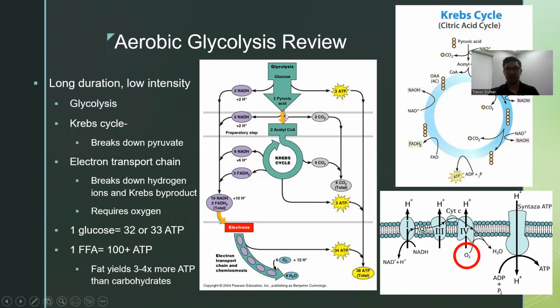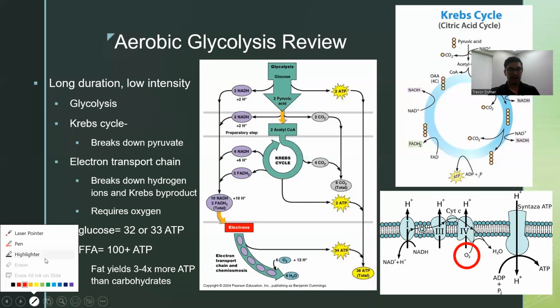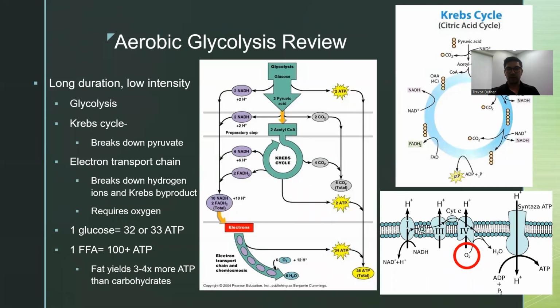and ship that pyruvate into the Krebs cycle. Then we move our high energy electron carriers, or NADHs, down to the electron transport chain, where they create this hydrogen gradient and use the ATP synthase to mechanically create ATP. So one glucose molecule will give us 32 or 33 ATP molecules.